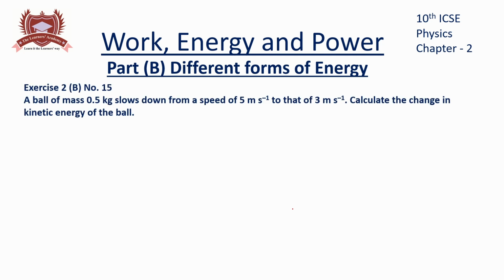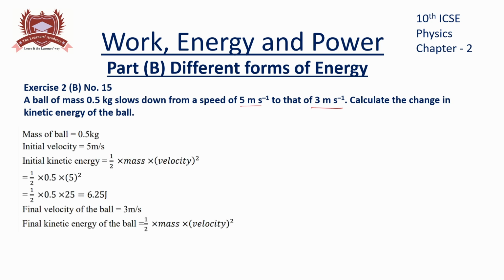Now, we have a ball of mass 0.5 kilograms. We are slowing it down from the speed of 5 meters per second to 3 meters per second. We have to calculate the change in the kinetic energy of the ball. So, we have a ball, it's going from point A to point B, and its velocity is decreasing. We have to find the change in the kinetic energy.